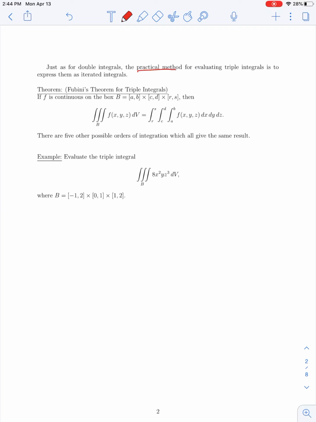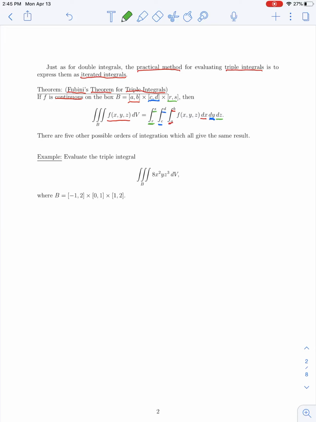Here, I'll mention the practical method for evaluating a triple integral is to express it as an iterated integral. We have a theorem, which is the analog to Fubini's theorem for double integrals. This is called Fubini's theorem for triple integrals. It says, as long as we have a function f which is continuous over a box B, then the triple integral of that function with respect to volume over that box can be expressed as the iterated integral of our function f of x, y, z in the order dx, where our x values range from a to b over this box. Then with respect to y, where our y values range from c to d, and then with respect to z for our outer integral, where the z values range from r to s within that box.